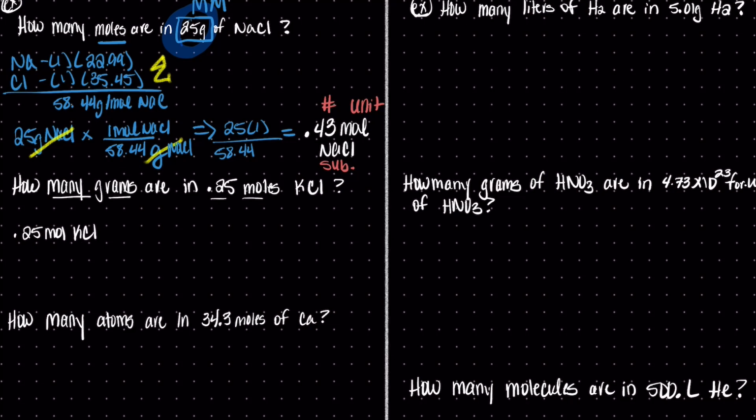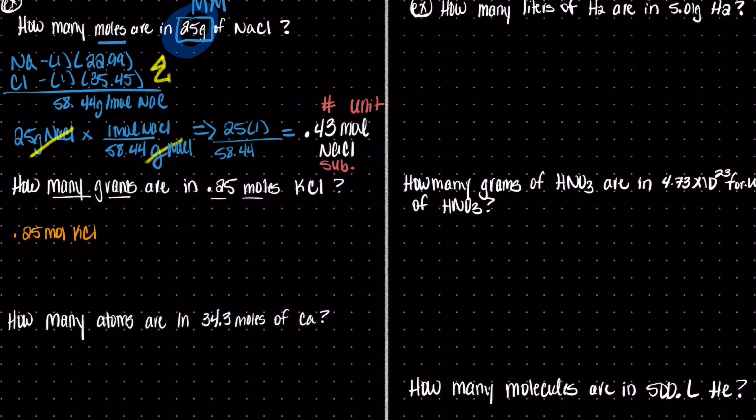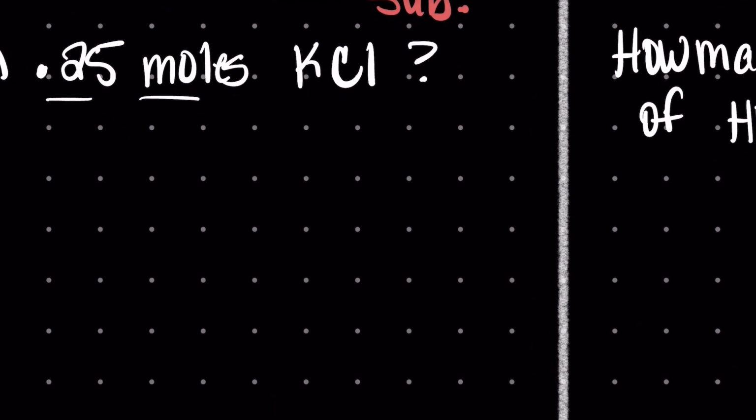Actually, let me keep it consistent here. Really quickly, I don't like that color. 0.25 moles of KCl. Now I need to go to grams of KCl. So I know in the grammage, I'm going to need my molar mass. So we're going to get that real quick. I'm going to squeeze it in right here.